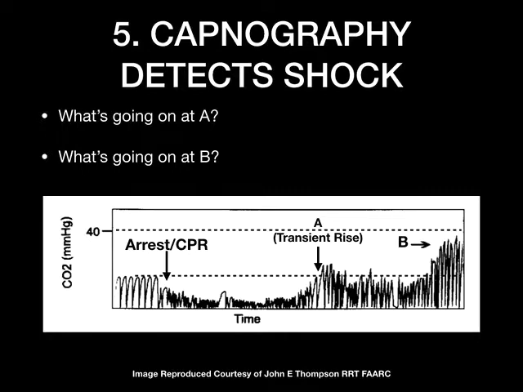Check out this end-tidal CO2 tracing, where here at the first point we have arrest, followed by, at A, a transient rise in our end-tidal CO2. What do you think is going on at that transient rise?